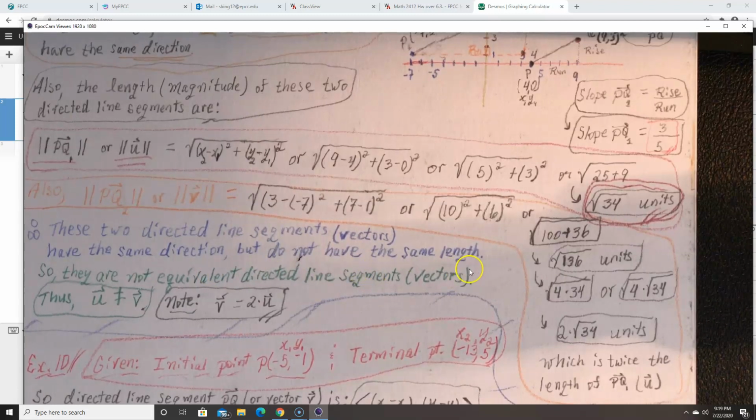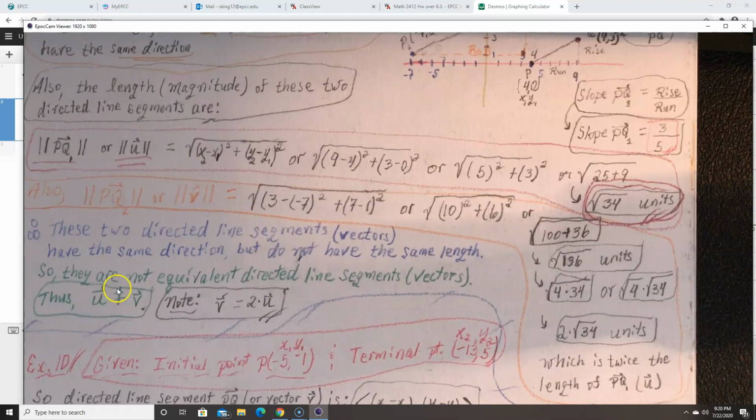They're not equivalent vectors, even though they both have the same direction, the same slope, but they did not have the same magnitude. This one was twice as strong, so to speak. Twice the magnitude of this one. So therefore, these two vectors have the same direction, but they are not equal in magnitude or length. So all we can say is the two vectors have the same direction, but because they're not the same length, they cannot be considered equivalent vectors, or equivalent directed line segments.